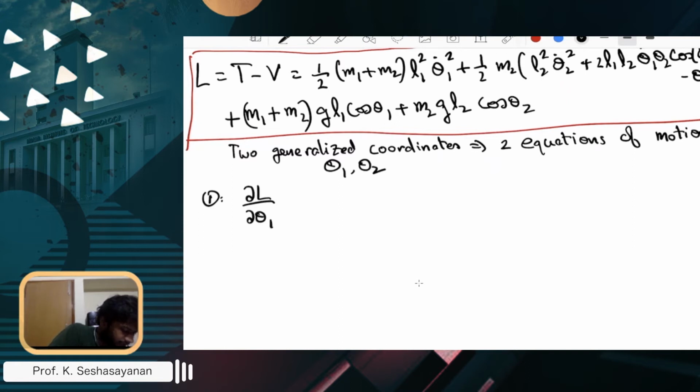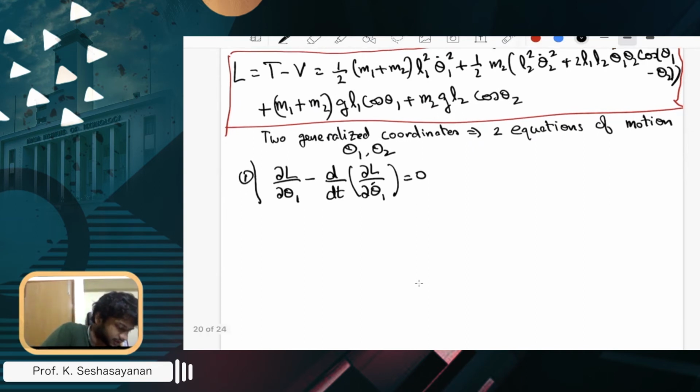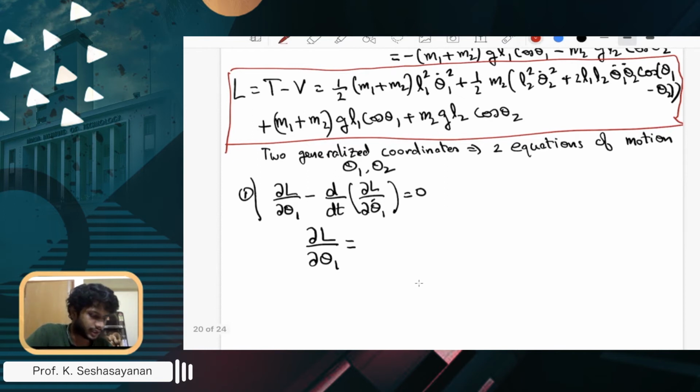So we have partial L over partial theta 1 minus d by dt partial L over partial theta 1 dot equal to 0. So let's do this step by step so that we don't make any errors. So let's first find out what is partial L over partial theta 1. We should get an expression from this term because it has theta 1 here. We should get an expression from here, and that's it. There are only two terms which give us theta 1.